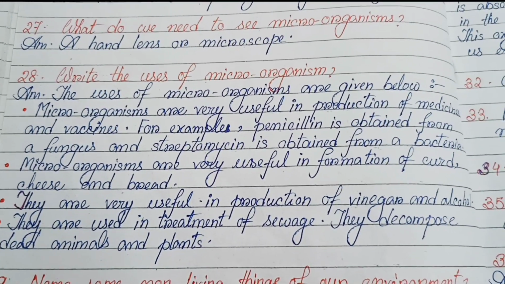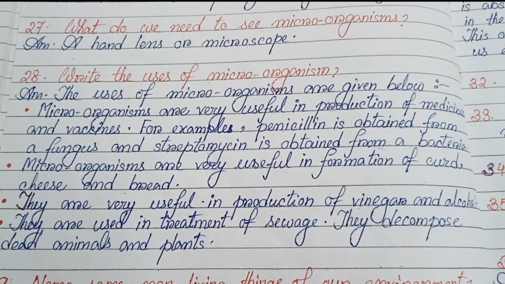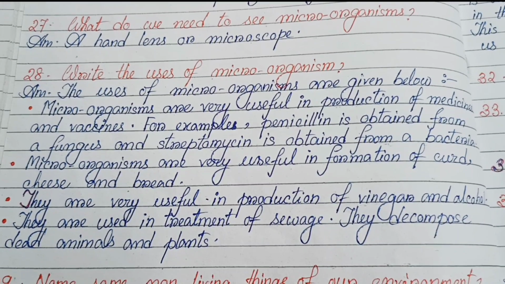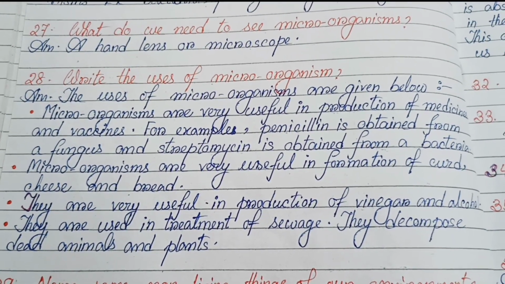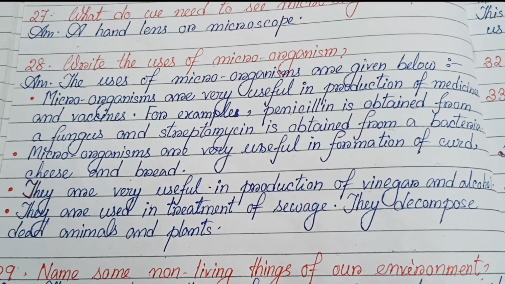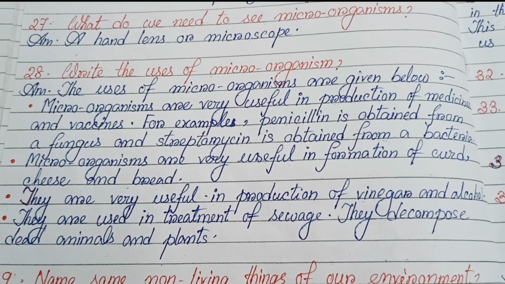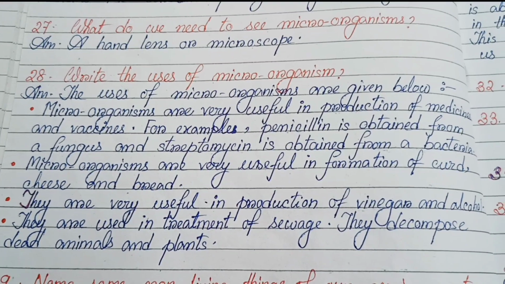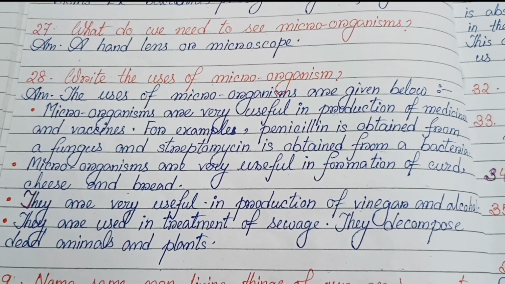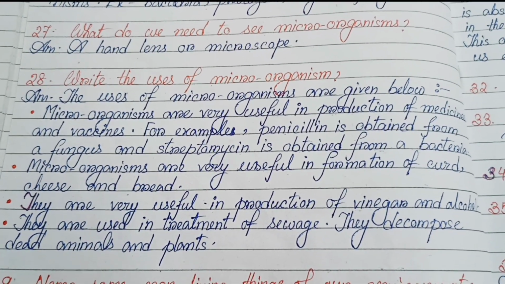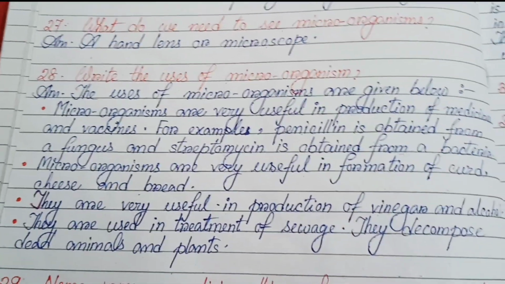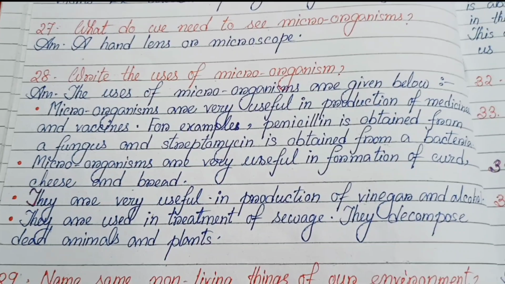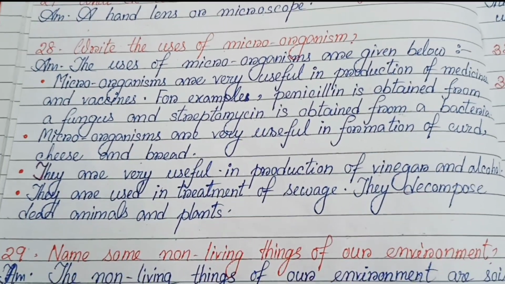First point, microorganisms are very useful in production of medicines and vaccines. For example, penicillin is obtained from a fungus and streptomycin is obtained from a bacteria. Second point, microorganisms are very useful in formation of curd, cheese and bread. Third point, they are very useful in production of vinegar and alcohol. Last point, they are used in treatment of sewage. They decompose dead animals and plants.